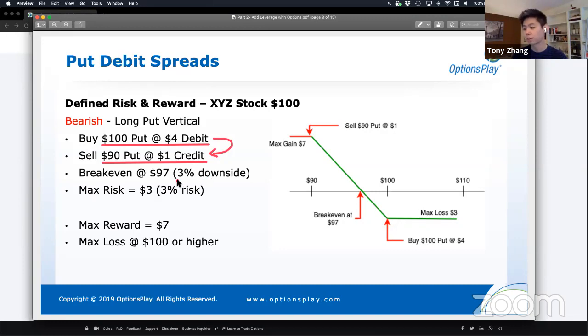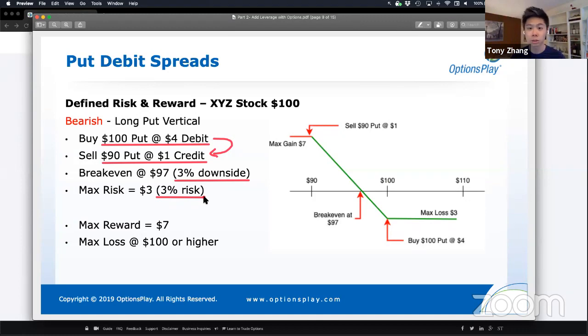So now, instead of requiring a 4% downside, it only requires a 3% downside. Obviously, a stock will have a better probability of moving only 3% than 4%. So you're increasing your probability of profit. You're decreasing your risk on the overall trade from 4% of the underlying stock price to just 3% of the underlying stock price, which is actually a 25% reduction in risk.